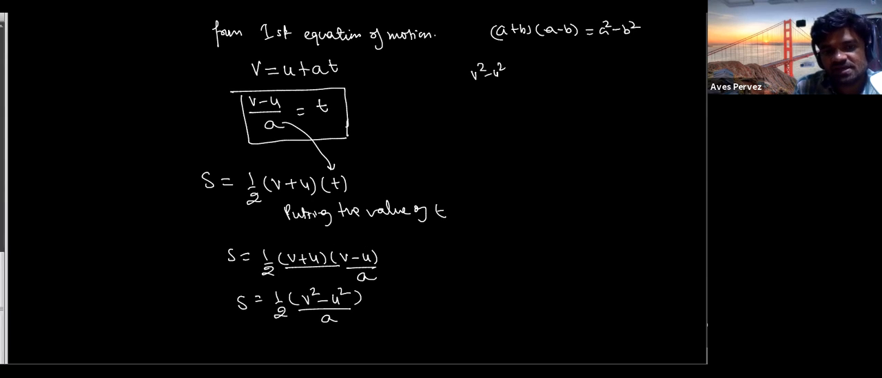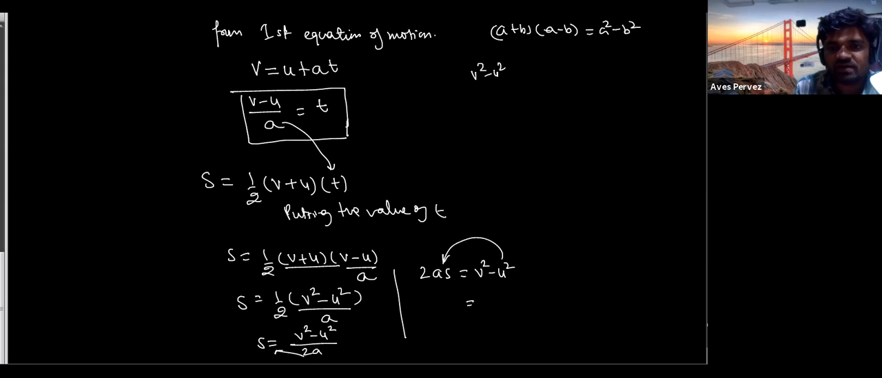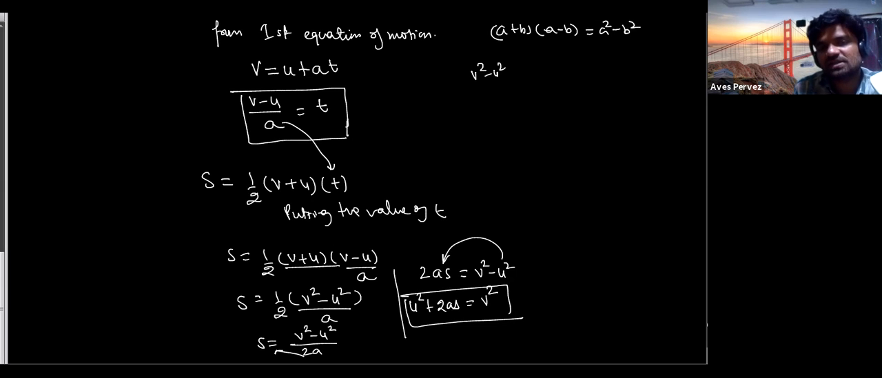Now this is s, and this 2 and a are in multiplication. So you can write 2as is equal to v square minus u square. Now this 2 goes to that side, and you can write 2as is equal to v square minus u square, and this u square comes to this side. You can write v square is equal to u square plus 2as. Okay, dear students, is it easy for you or not?